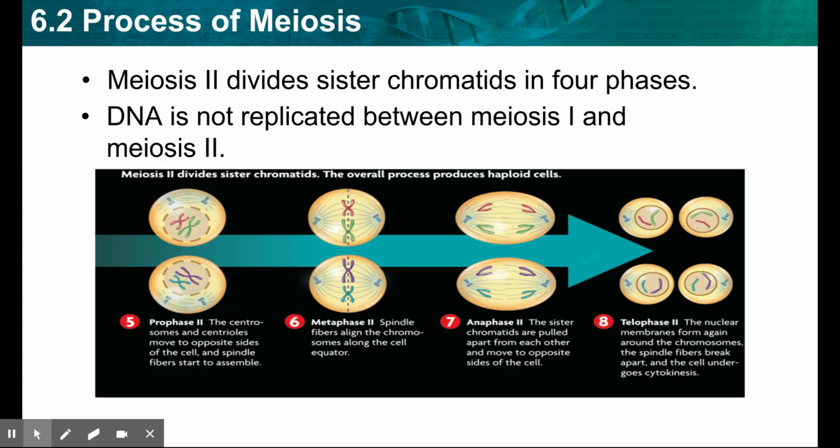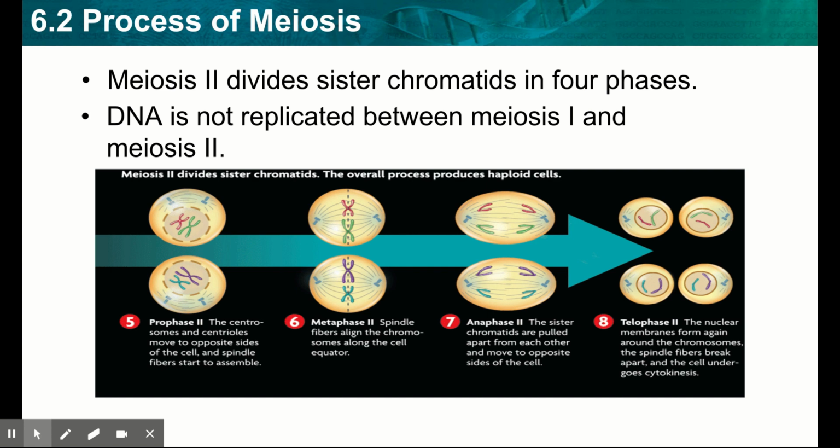Meiosis 2. So meiosis 2 is, like I said, the division of the sister chromatids in 4 phases. So now we've got 2 cells. We've got 2 cells with chromosomes in them, and now those cells have to split as well. In prophase 2, the centrosomes are moving to the opposite ends, and the spindle fibers are starting to assemble. So again, it's very similar to the process of mitosis.